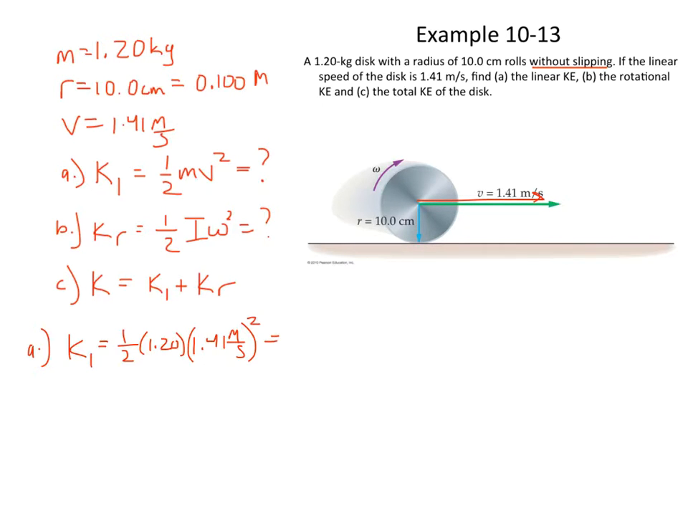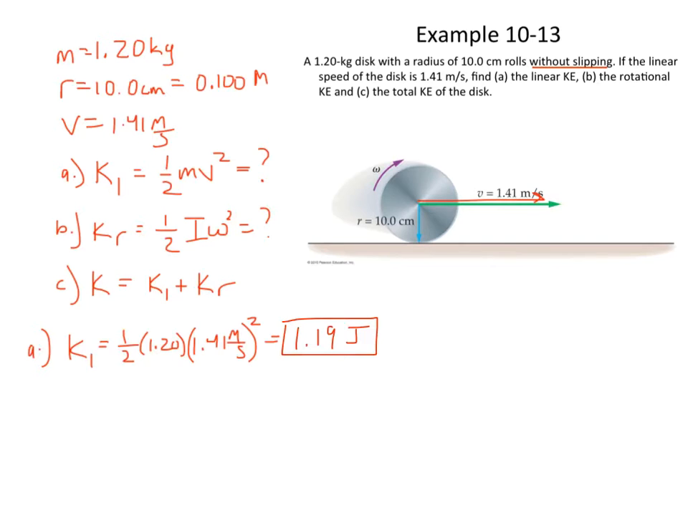Okay, what do we get if we key in our values? I got a linear kinetic energy of 1.19 joules. And that would be the kinetic energy if the object wasn't even rolling, but if it was just skidding forward, or moving forward at that velocity right there. Let's now find the rotational kinetic energy.